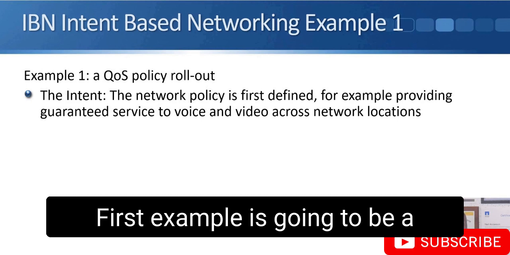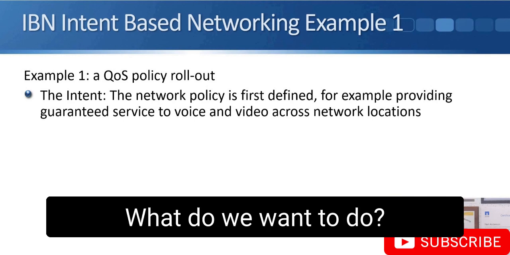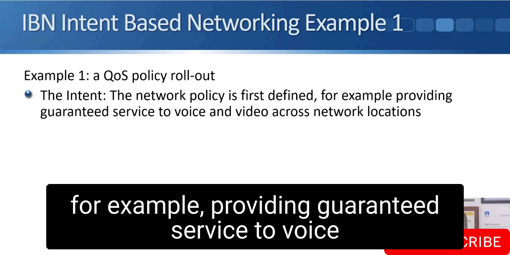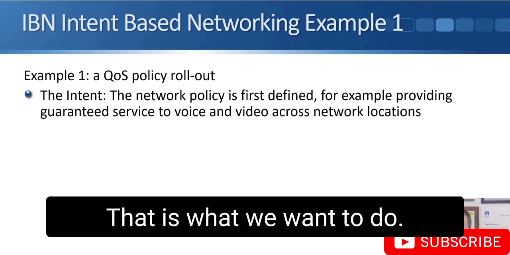First example is going to be a QoS policy rollout across the entire network. So what is the intent here? What do we want to do? Well, the network policy is first defined, for example, providing guaranteed service to voice and video across network locations company-wide. That's our intent. That is what we want to do.